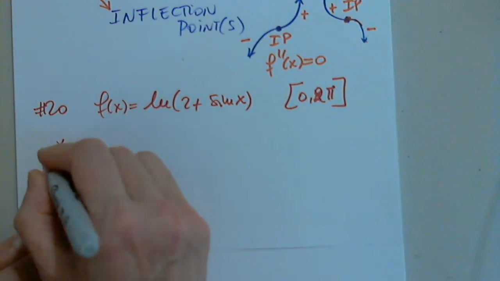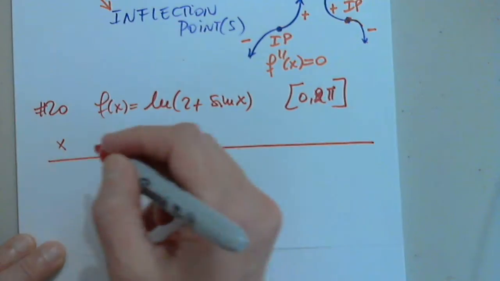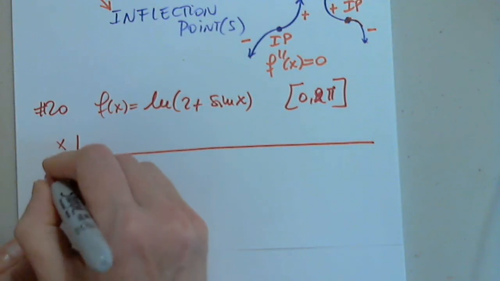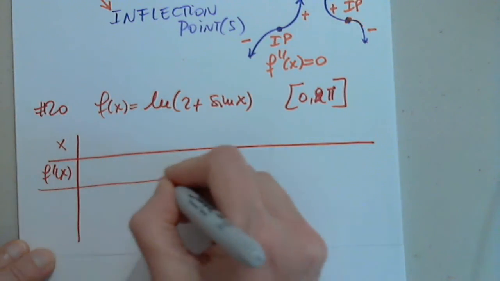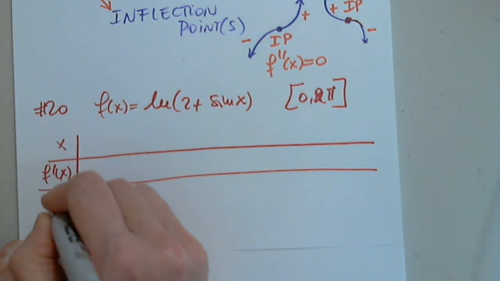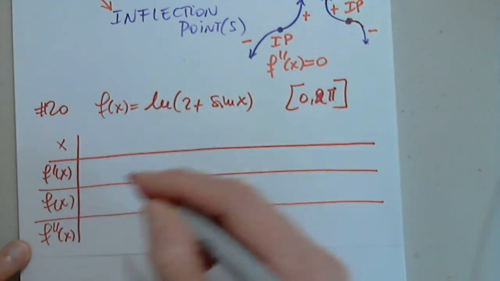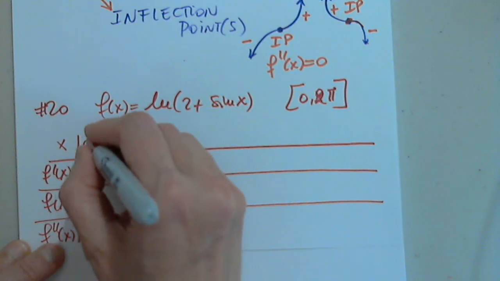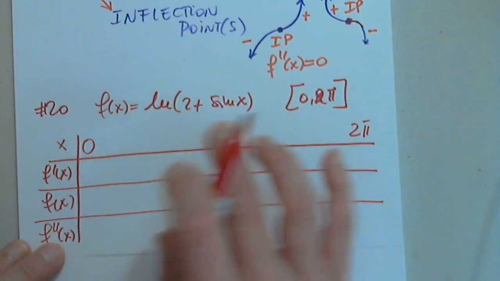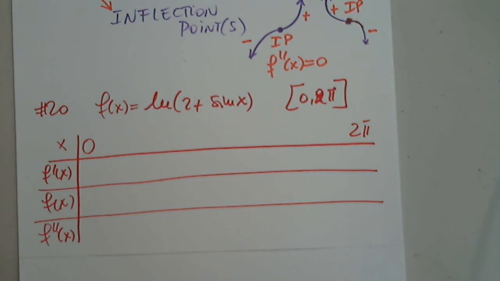So please get used to my table, or invent your own, but you have to use a table. Okay, so f prime, f of x, and the second derivative. The interval is given to us. The domain is just this. This is our world right now, 0 to 2 pi.